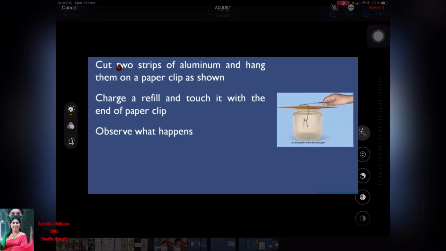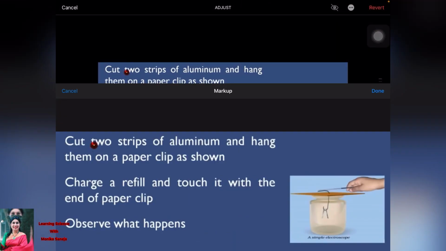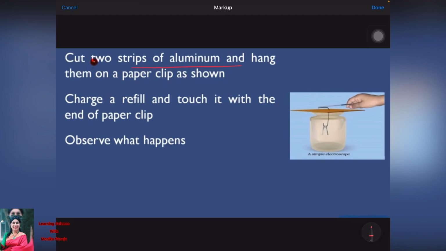Now you have to take two strips of aluminum foil. You use it at your home for wrapping food. You can see these are the aluminum strips and you have to hang them on this paper clip. You have taken a metal rod, or you can take a metal wire, then you have to hang the aluminum strips on that.